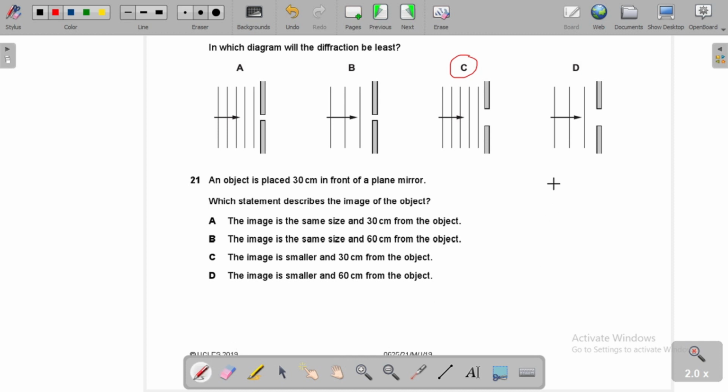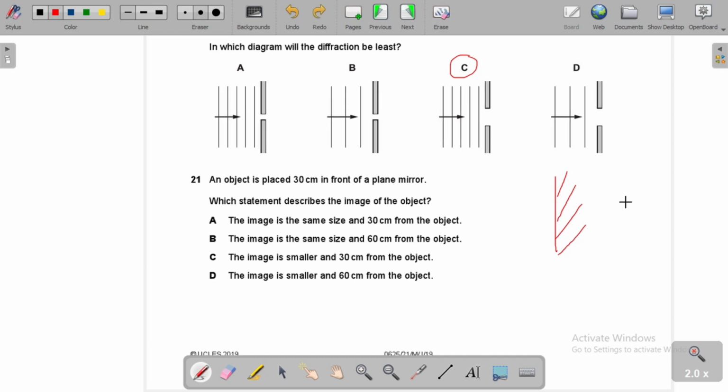Now, let's look at it critically. Let's say we have our plane mirror here, our image here, and our object here. If the distance here is 30, then the distance here too will be 30. So the distance of the image from the object is going to be 30 plus 30. So the image is the same size and 60 cm from the object. This is the correct answer. Let's look at the next question.